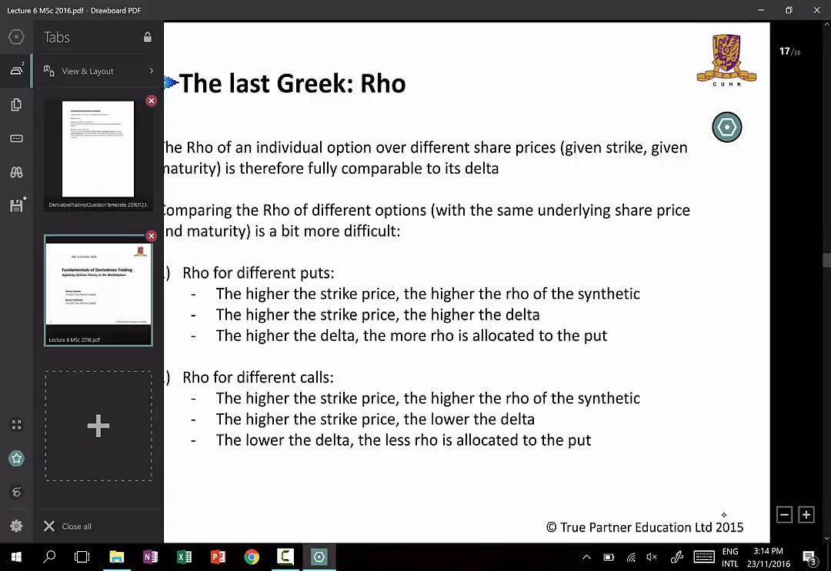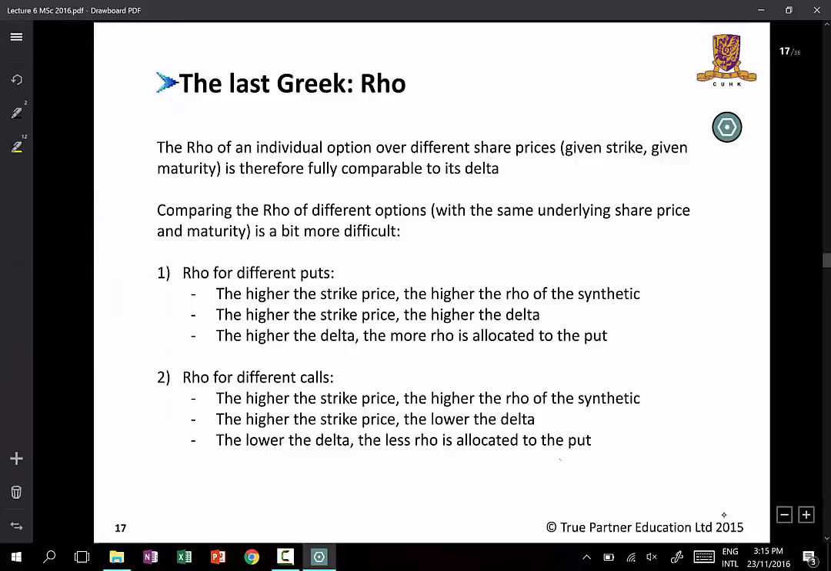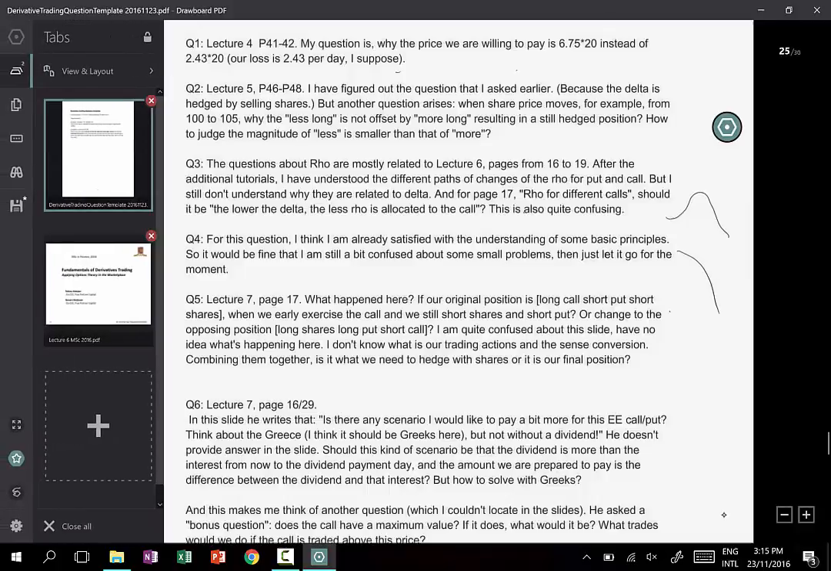The lower the delta, that means the higher the strike. Yeah, I think maybe this should be call. Although the call rho, as you know, sort of goes up and down, so this is not strictly true everywhere. It just depends on where you are, or whether you are near the money or deep in the money or deep out of the money.